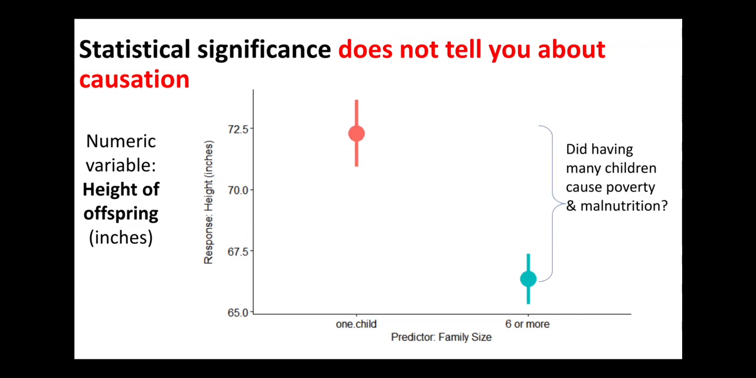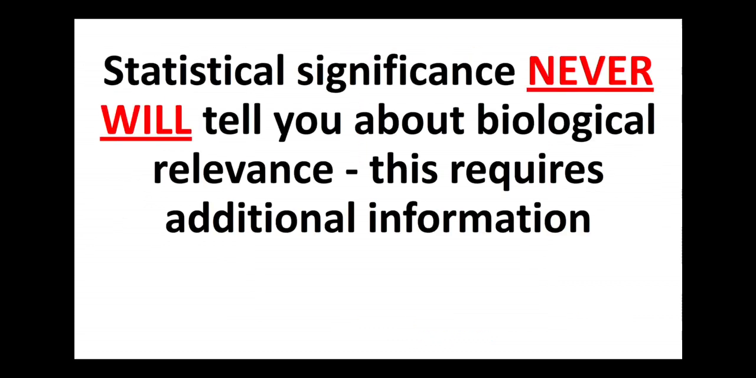Was poverty and malnutrition involved here? Was it exposure to a rural environment? We don't know. So I will keep saying this, and I will keep putting it in big red letters: statistical significance will never tell you about the biological relevance or the causation. It's just telling you that the data have certain mathematical properties. And to go beyond that, you need to use logic. You need to use other experiments, ideally, to extend those findings.